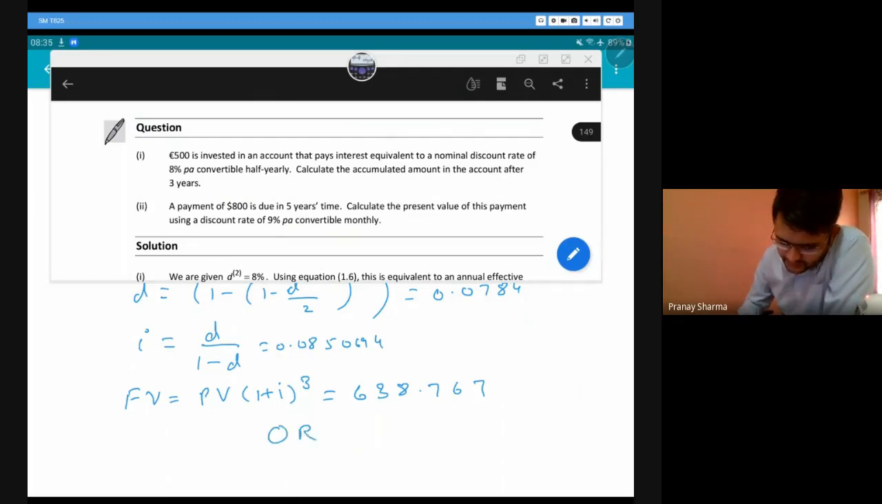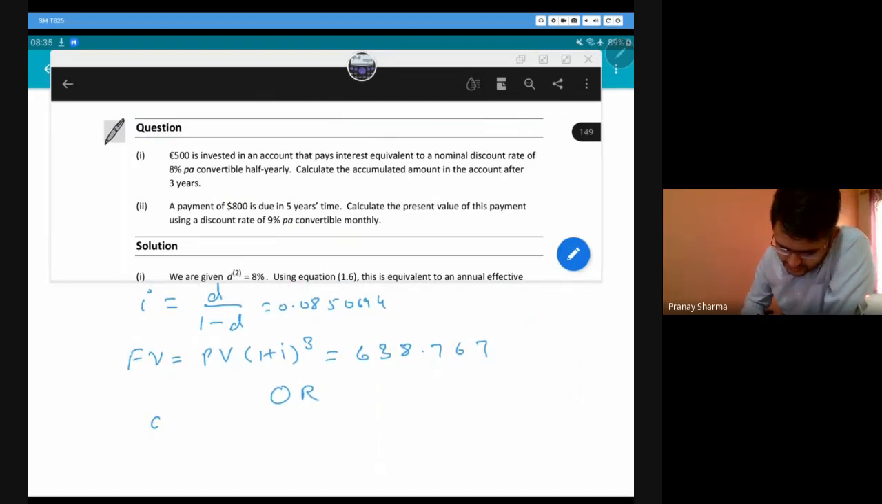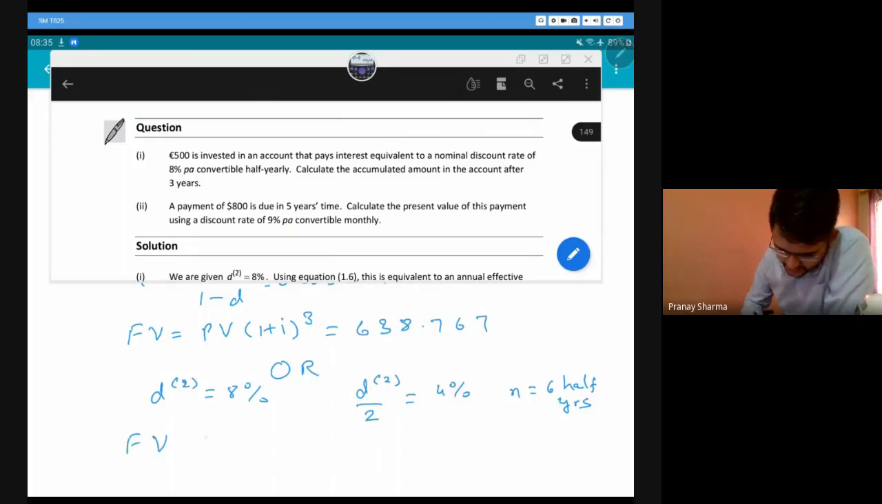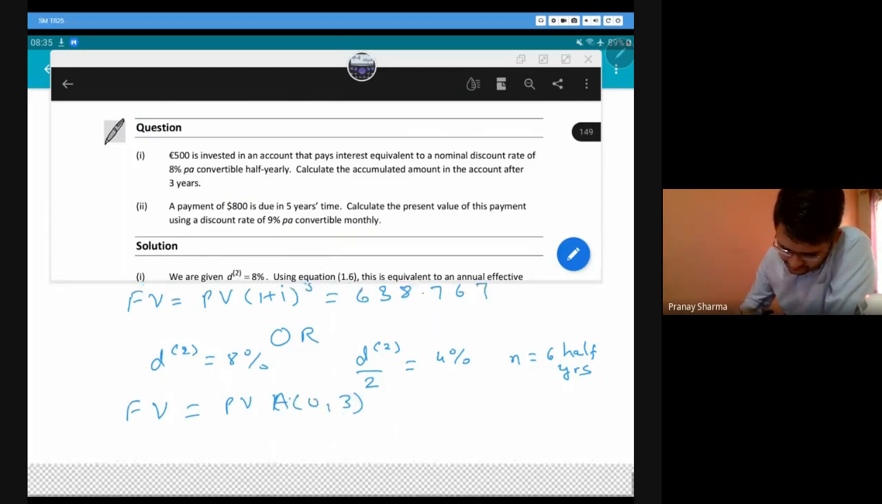Now what else we could have done? We could have directly used this d2. d2 is 8%. I'll say my d2 by 2, that would be effective rate per half year, becomes 4%. Our n becomes 3 years, which is nothing but 6 half years. We can use this directly.